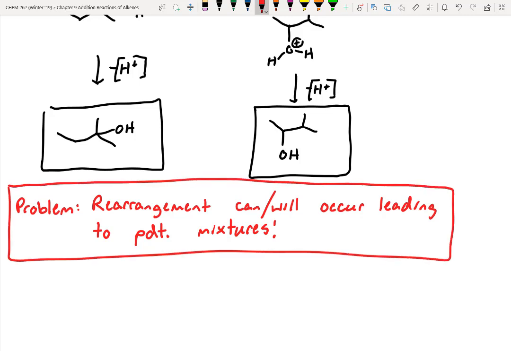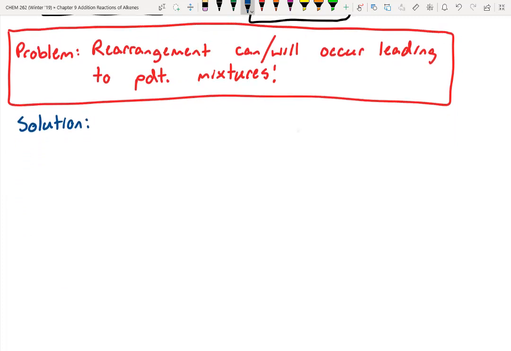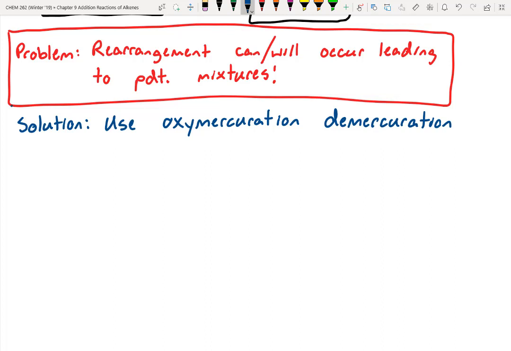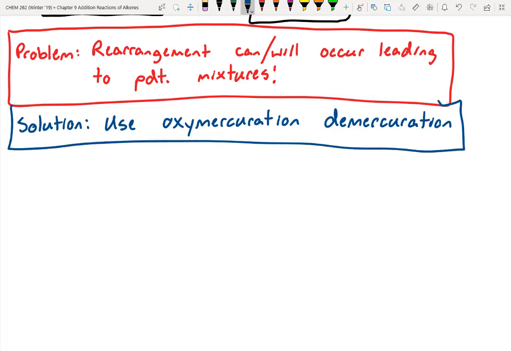All right. There's a solution, though. It's not the greatest solution, and we'll talk about why, but you'll probably be able to tell. It's to use oxymercuration-demercuration. What do you think the problem is with oxymercuration-demercuration?